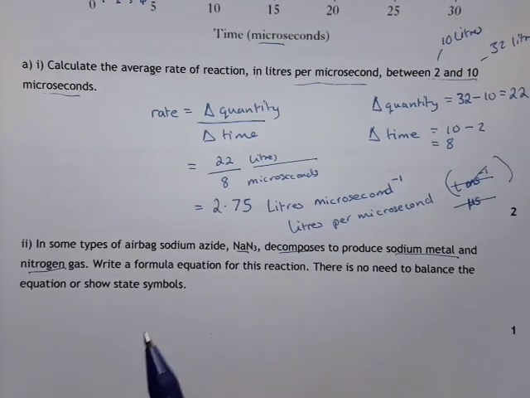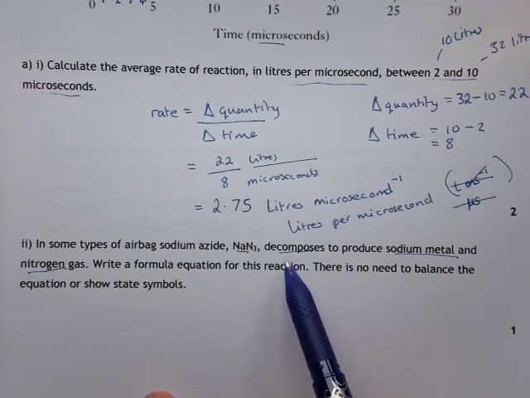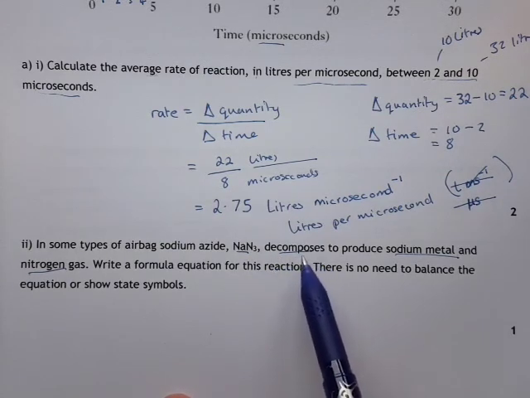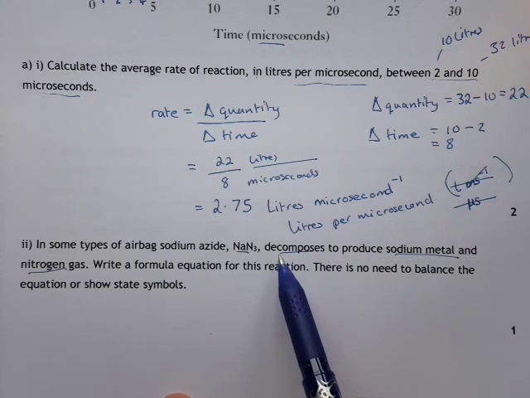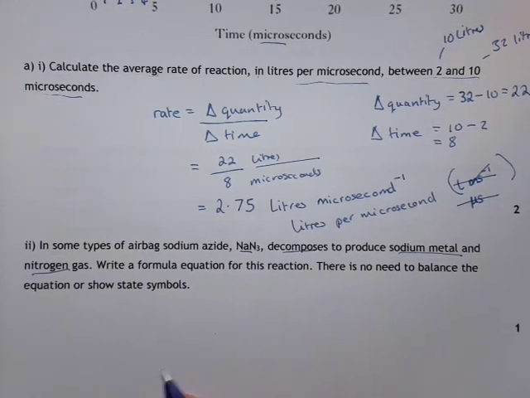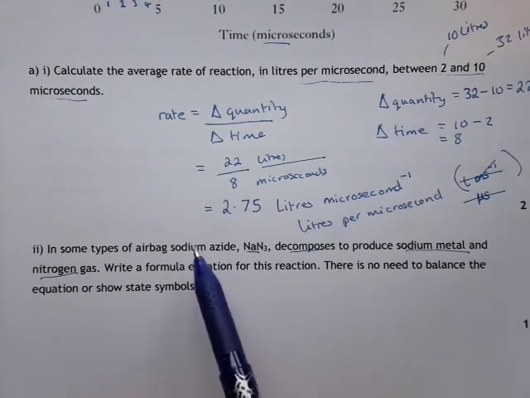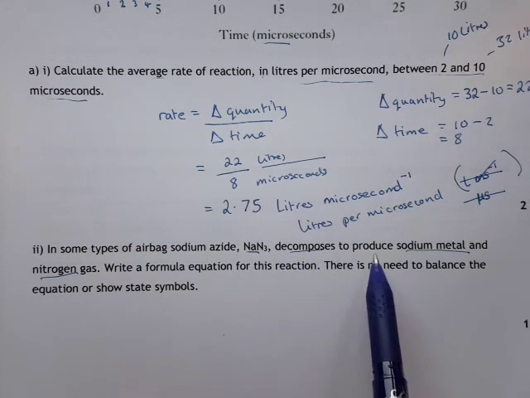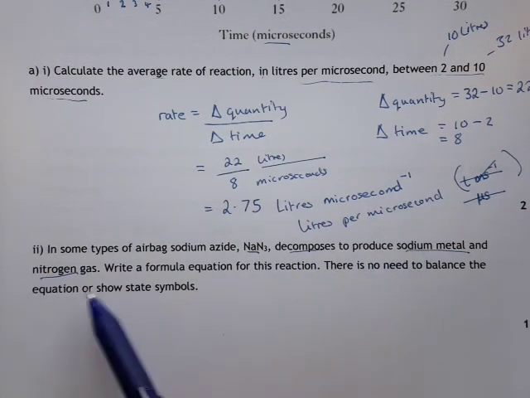If something decomposes, generally there's only one reactant, and it's breaking down into 2 different products, 2 or more. So decomposition isn't anything to do with combustion. A lot of you ended up putting oxygen into this equation somewhere. Decomposition is nothing to do with combustion, and there's no need for there to be oxygen involved in this decomposition. So it says sodium azide, NaN3, is decomposing, and it's producing sodium metal and nitrogen.